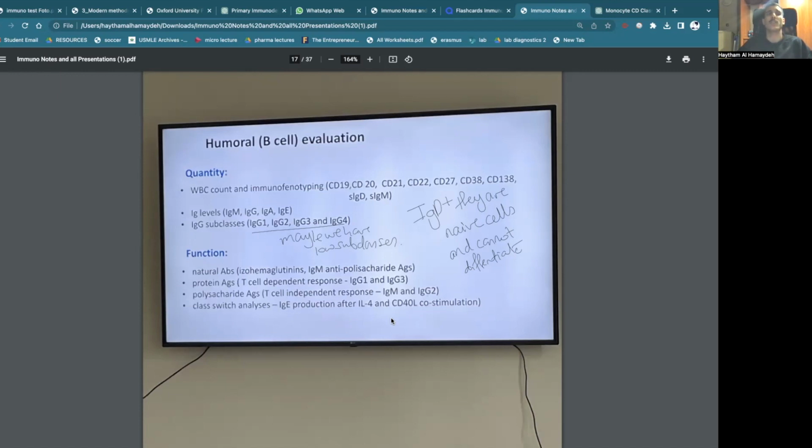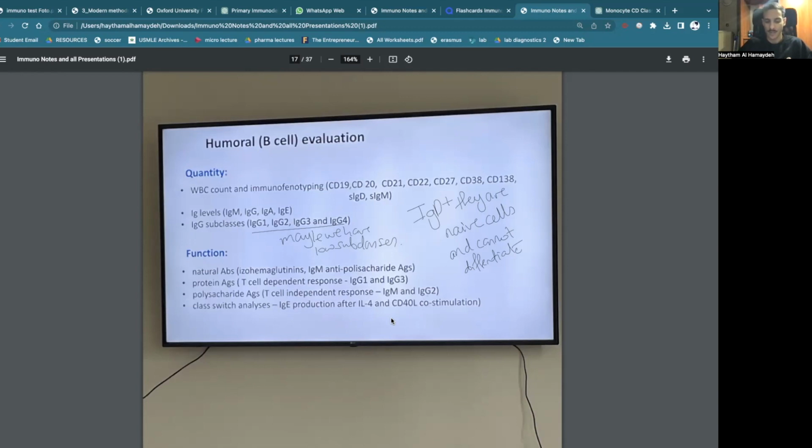The second way is protein antigens, and this is what we have learned. This is the thymus dependent response, and of course it produces IgG antibodies, in this case specifically 1 and 3. Polysaccharide antigens is in the presentation number 4, I think. Yes. It just mentioned sugar antigens instead of polysaccharide antigens, and this is the thymus independent way, and it produces IgM or IgG2. And finally, you can check for the function of the B cell in class switching analysis.